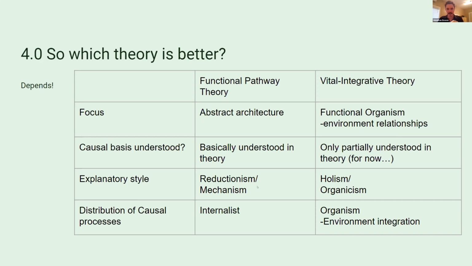For the explanatory style of these two theories, the functional pathway theory is clearly mechanistic, whereas the vital integrative theory, because it's always talking about the organism as a whole and its pattern of life activity as a whole, is a holistic approach, maybe an organicist approach. And finally, one more important point is that on the functional pathway theory, the causal processes are in the organism, whereas in the vital integrative theory, they span the organism and its environment insofar as they are relied on for the life processes.